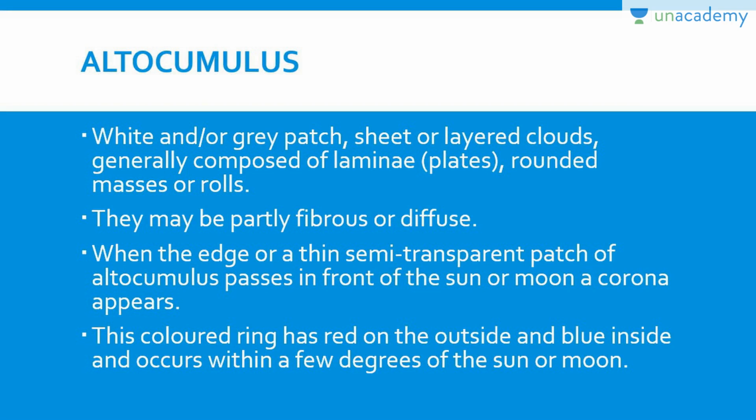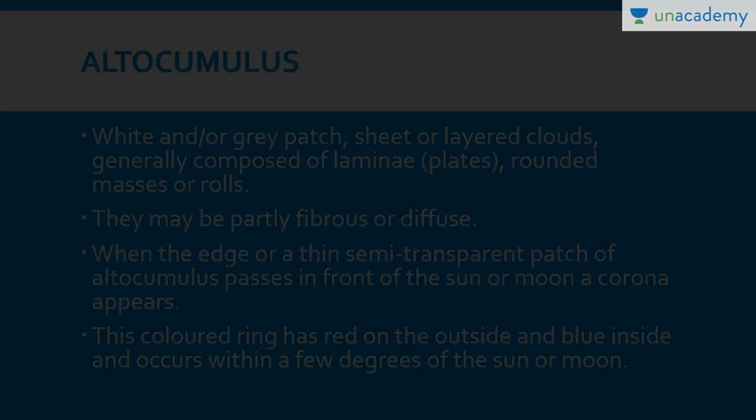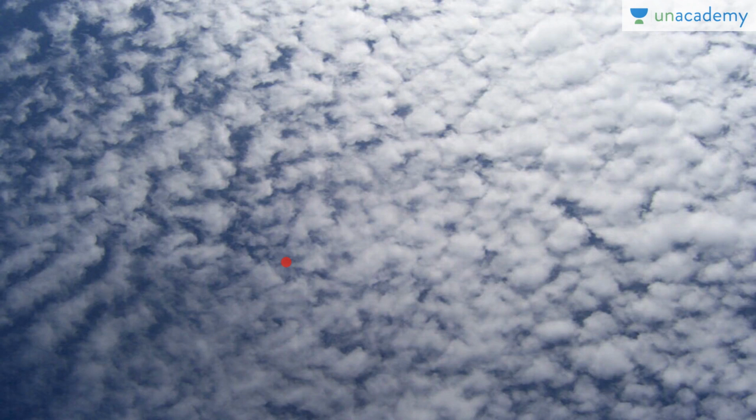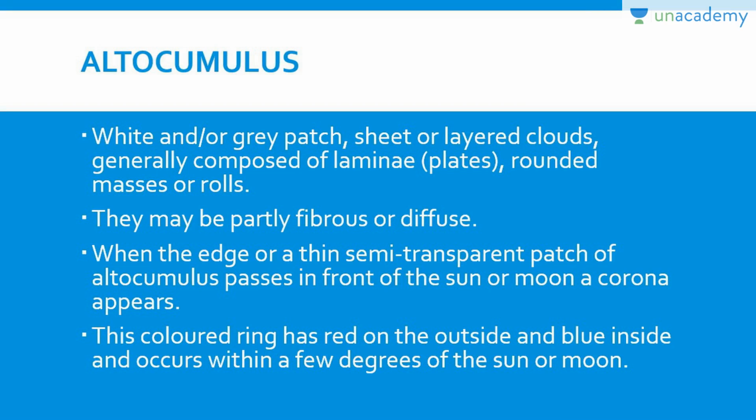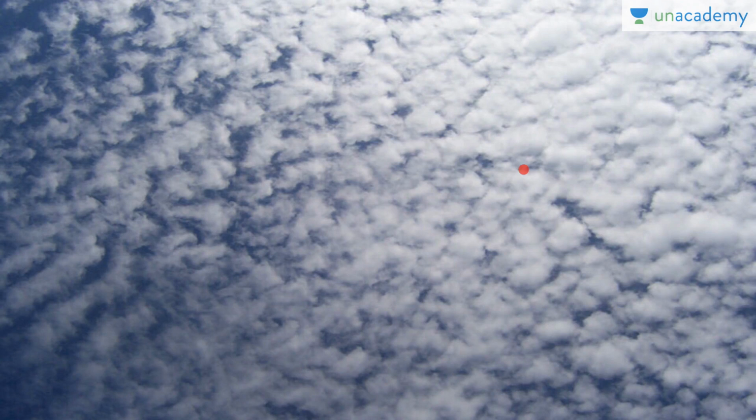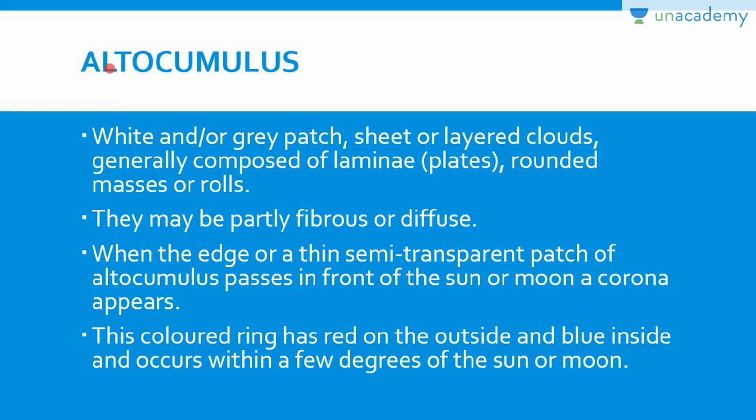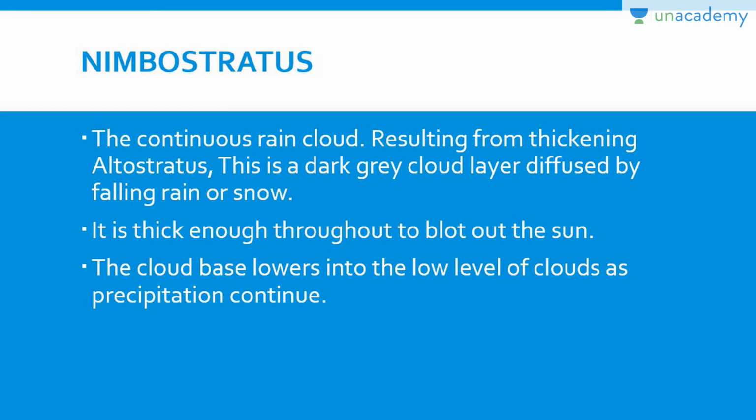Okay, now the next one is the altocumulus. These altocumulus are white or gray patches. These are layered clouds, rounded masses or rolls. You can see it here. They may be partly fibrous or they may be diffused. So this is the second medium cloud, the altocumulus. Alto means medium and cumulus means heap. The next one is nimbostratus.